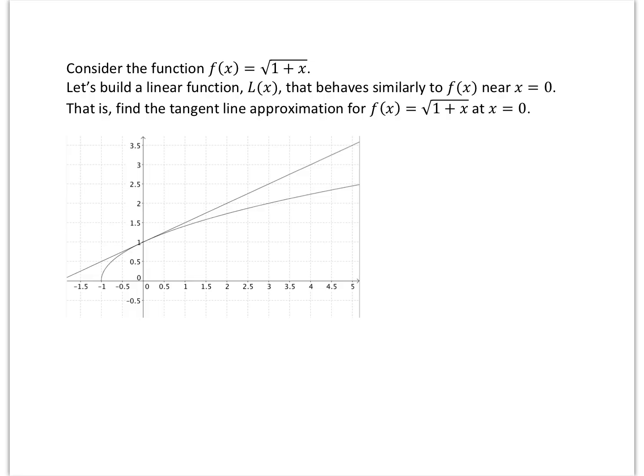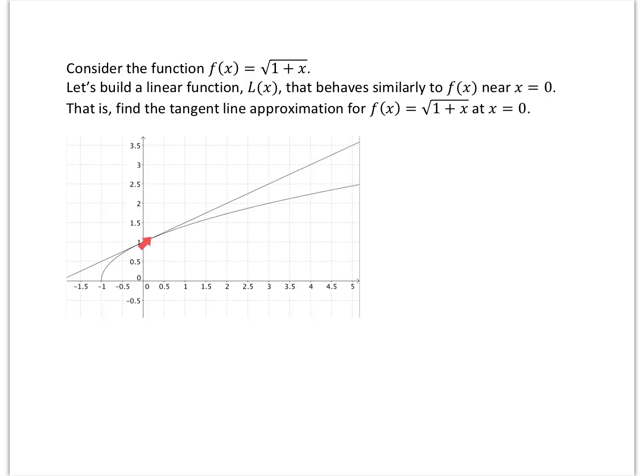The reason we reviewed finding the equation of a line is because we are going to be finding equations of lines today, tangent lines to be specific. So I am going to look at the function f of x equals the square root of 1 plus x, and I want to build a linear function, we're going to name it L of x, that behaves similarly to f when I'm near 0. So I want to find the tangent line approximation for f of x equals radical 1 plus x at x equals 0. And I've drawn a picture.